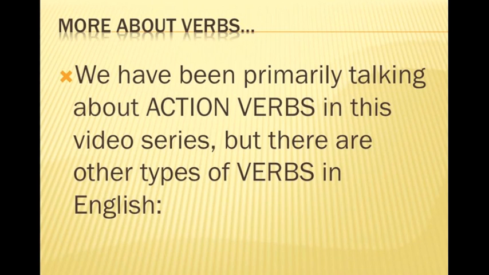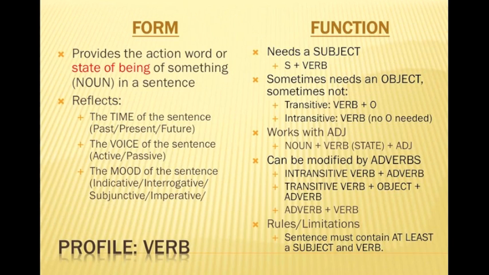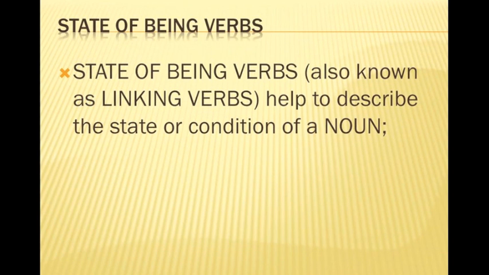Now, throughout this video series, we've been primarily talking about action verbs, but there are other types of verbs that we have in English. As you can see here in our verb profile, verbs tell not only the action, but also the state of being of the noun, or the subject in this case, in the sentence. So, state of being verbs, which many textbooks also refer to as linking verbs, help to describe the state or condition of a noun.